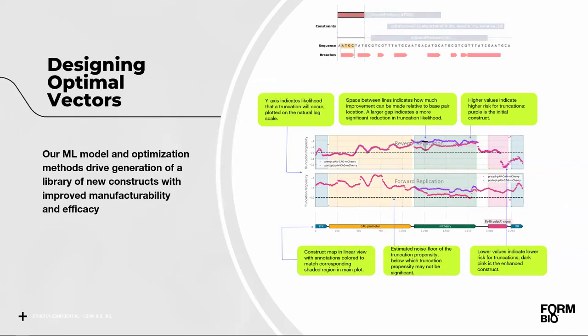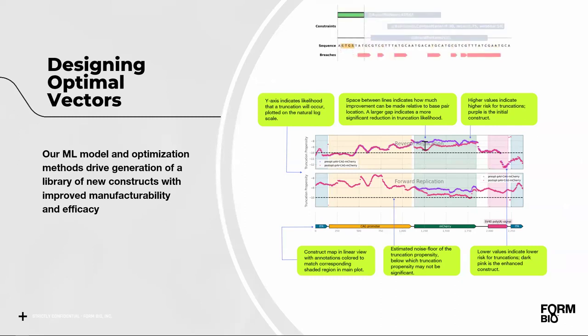Another output that we have is optimization of the coding sequence. And in this case, we're trying to reduce the truncation risk of the coding sequence. So what we have here on the y-axis is the truncation risk, very similar to the first set of graphs that I explained. And on the x-axis, we have the different vector elements again.